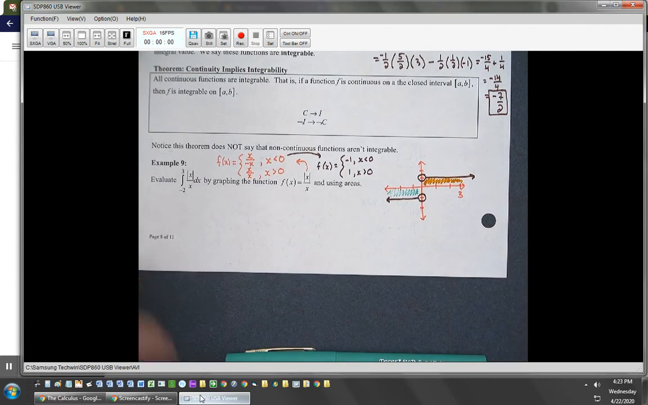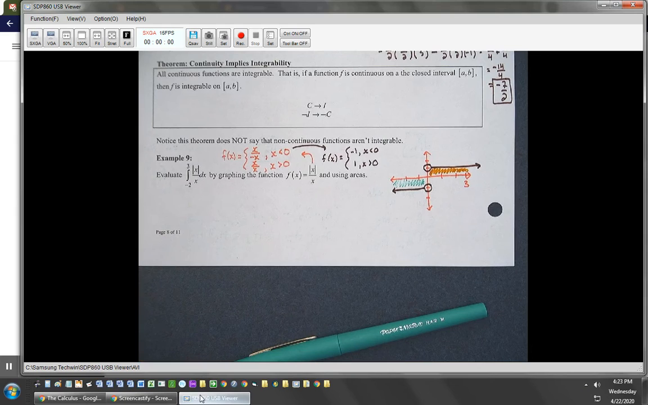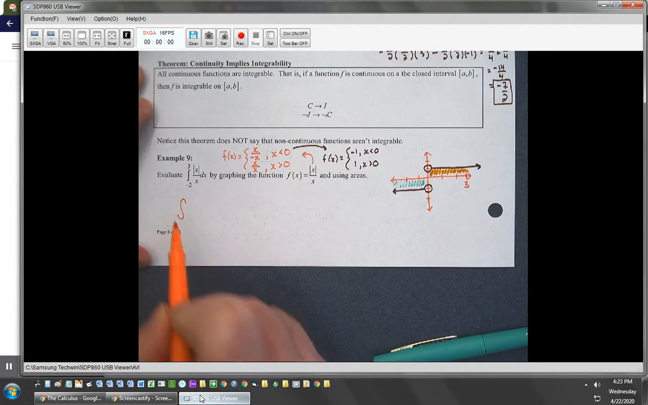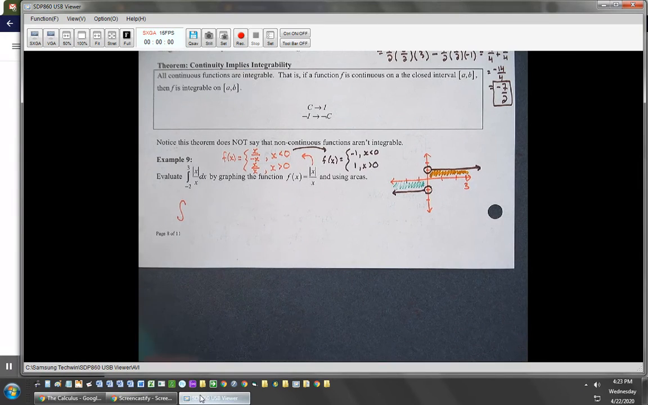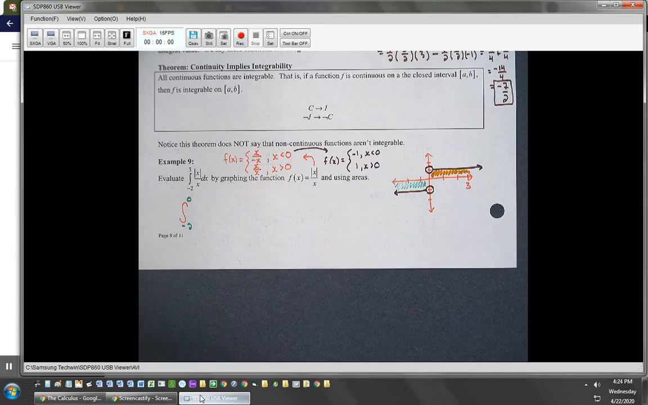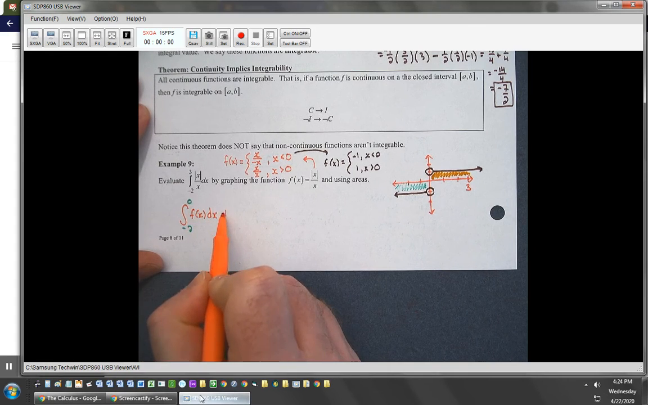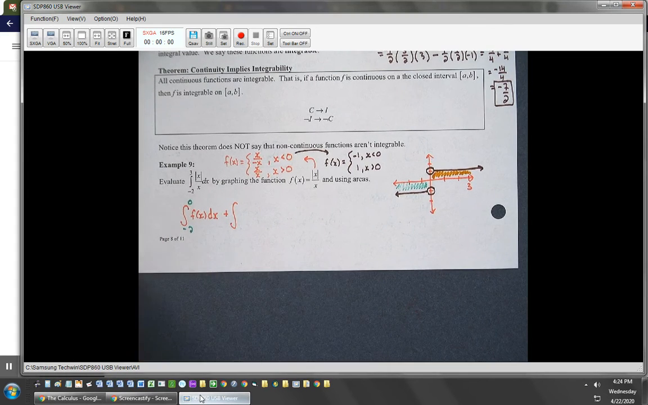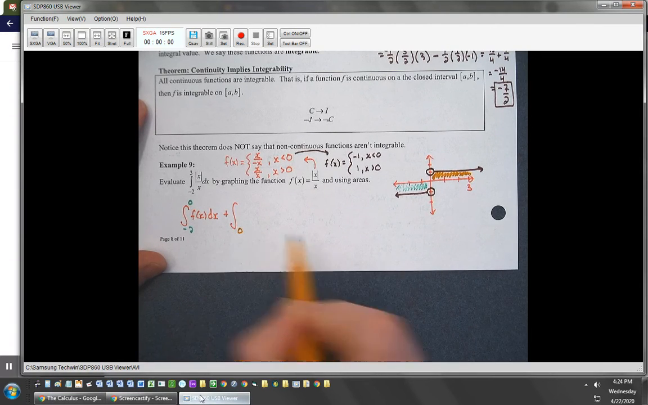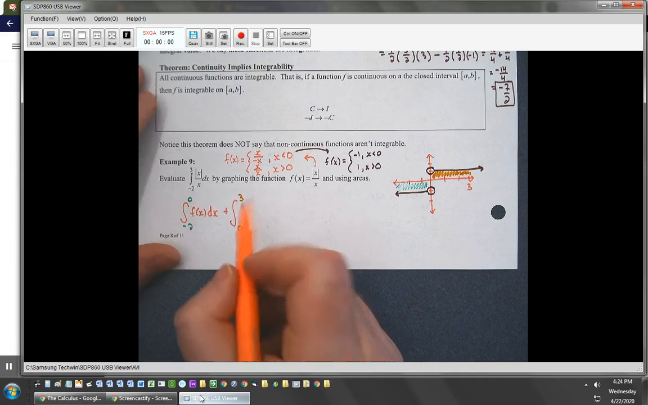So I have to break my integral up. I can't go from negative 2 all the way to positive 3. So let's break our integral up. We'll start with the integral from, let's do the green area first. So I want to go from negative 2 until 0 of f of x dx, plus the integral from, and now I want to go from 0 until 3 of f of x dx.